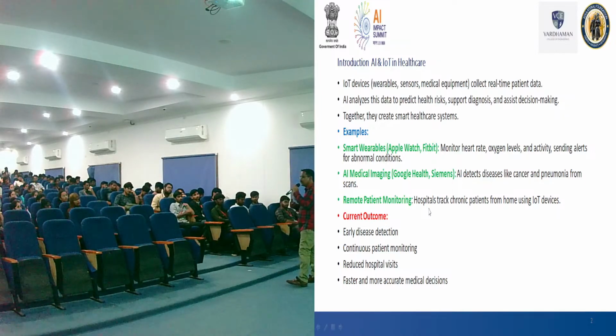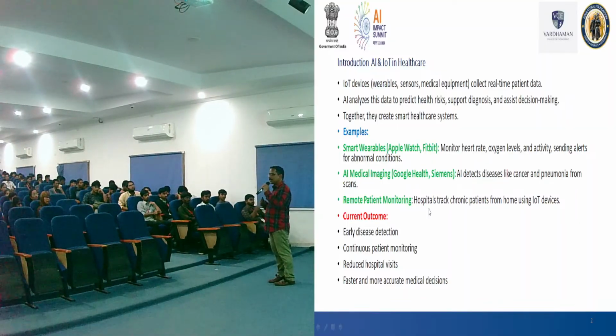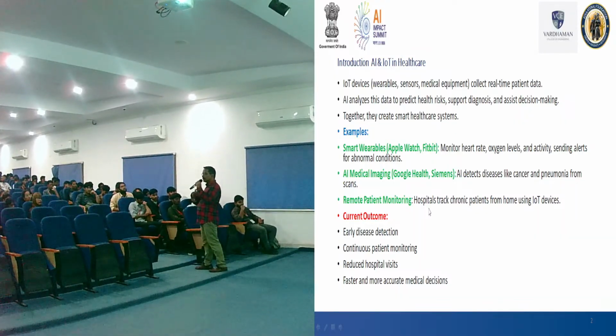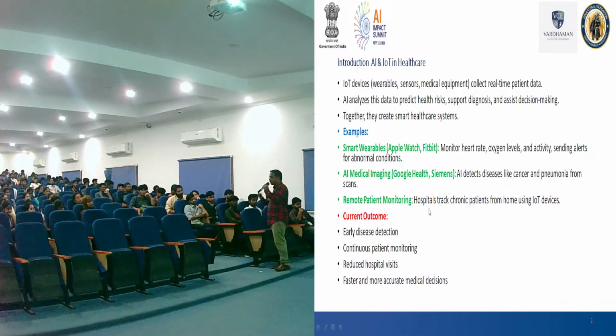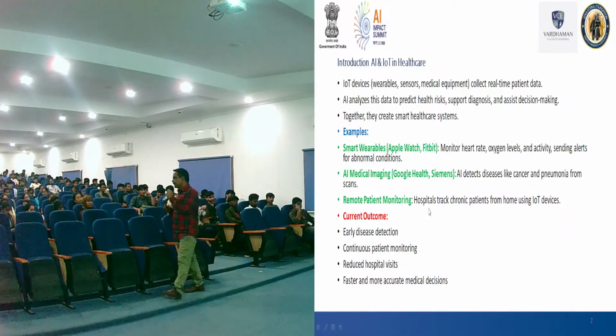So the devices are on a patient, and they handle the data. AI will analyze this data to predict health risk. So AI is going to predict from the data. IoT devices always collect information from the environment. So they predict health risk, support diagnosis, and assist decision making. AI is going to predict for the final decision making. Together they create smart health services. If you combine both, the health services become smart.